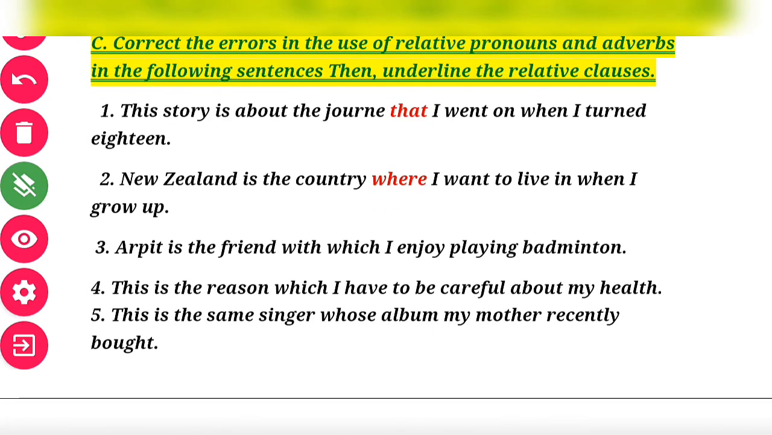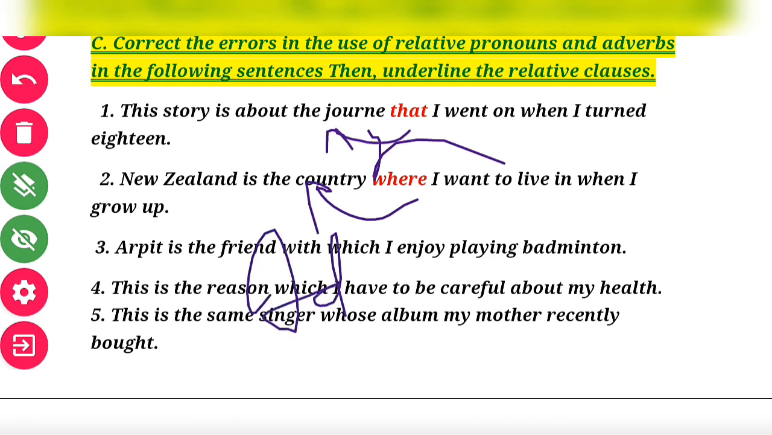Next exercise, correct the errors in the use of relative pronouns and adverbs in the following sentences, then underline the relative clauses. This story is about the journey, that journey, okay, that I went on when I turned 18. So "that" is used for that journey. Number 2, New Zealand is the country where I want to live, where I grew up. See, an adverb of place is used here.